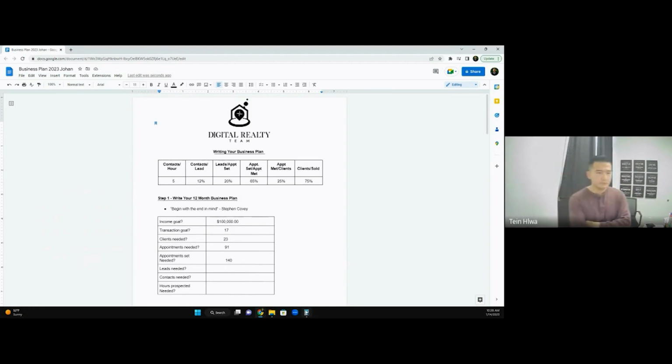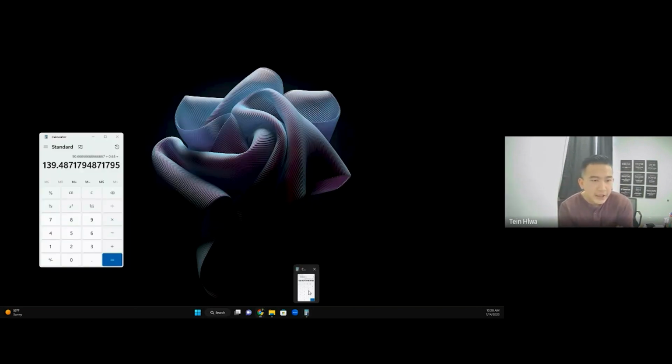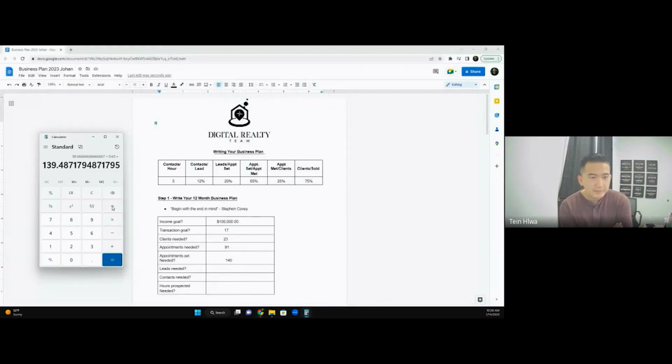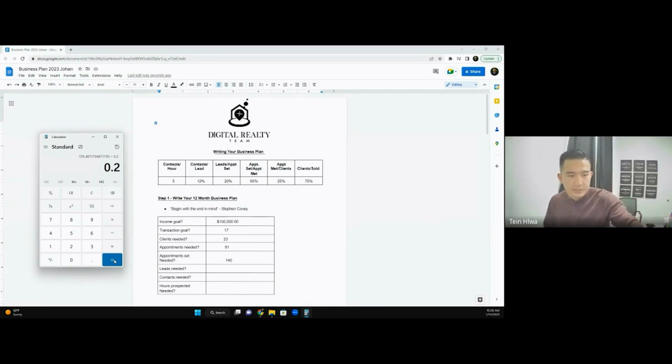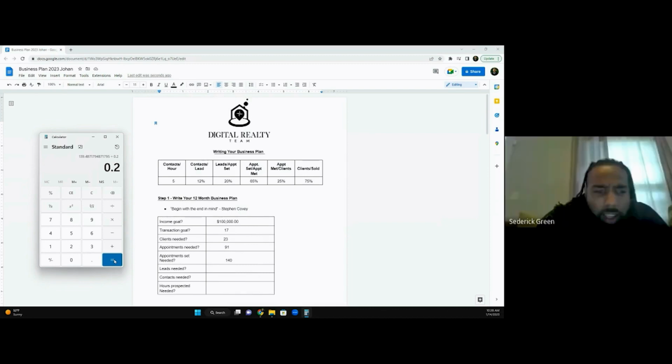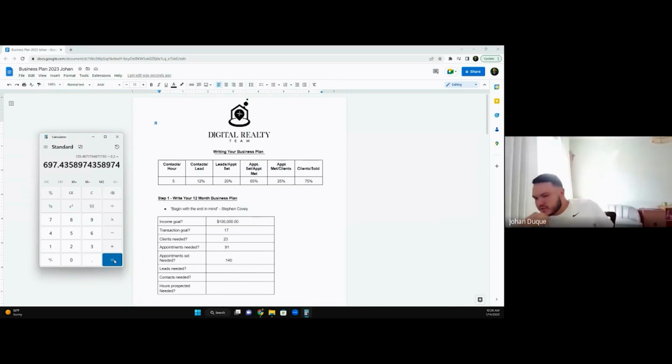Leads is 20%. And then now we're going to go to the leads, divide that by 20%. Divide the appointments set needed by 20%? Yeah, because I want you to look at the math. We just did appointments set needed. We need 140 appointments set. So now we're trying to figure out how many leads are needed. You see how up top it says leads to appointment set? So we're going to divide that by 20%. How many appointments did you need, Johan? I need 140 appointments.